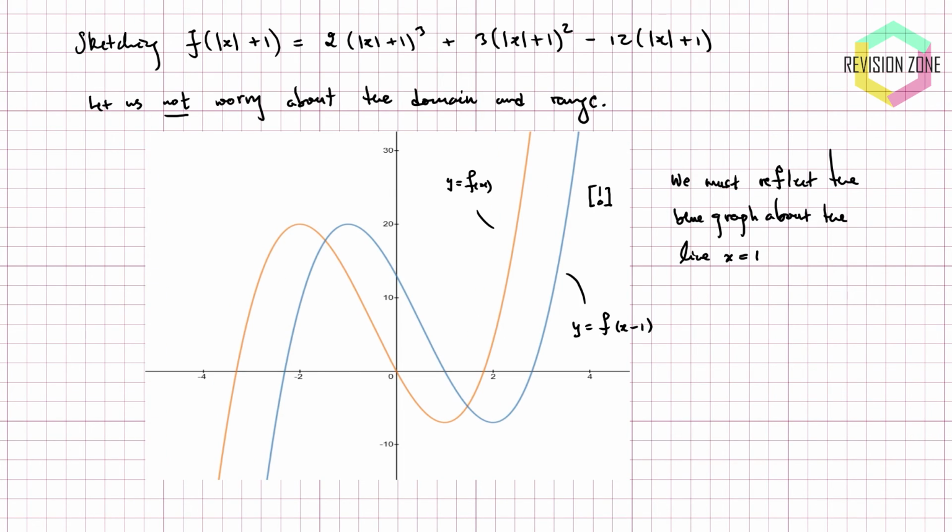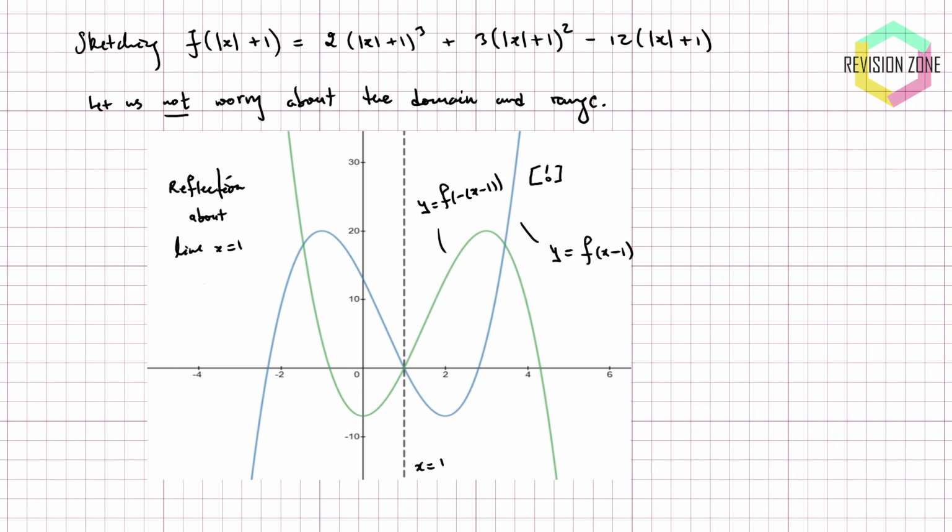Then the second thing we want to do is go from f of x to f of minus x minus 1. As part of that, we want to shift to the right by 1, so the orange curve goes to the blue curve. That's just a shift to the right by 1. But then we must also reflect the blue curve about the line x equals 1. So let's see what that would do.